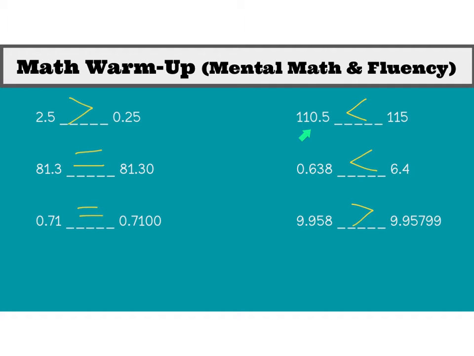110 and 5/10 is less than 115. 638 thousandths is less than 6 and 4/10. 9 and 958 thousandths is greater than 9 and 95799. I'm not going to say all of that as far as decimals go. So how did you do?